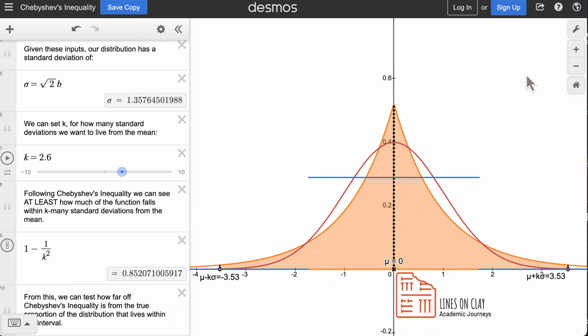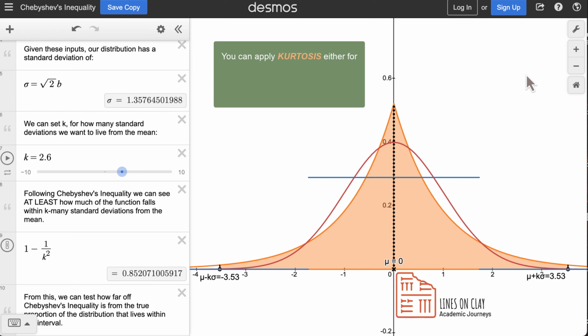Kurtosis, it's the fourth and final moment that we are going to consider together. You can apply kurtosis either for the classic probability distributions like the normal or the geometric, and you can also apply it to a data set of your own, and we're going to look at both of those scenarios.